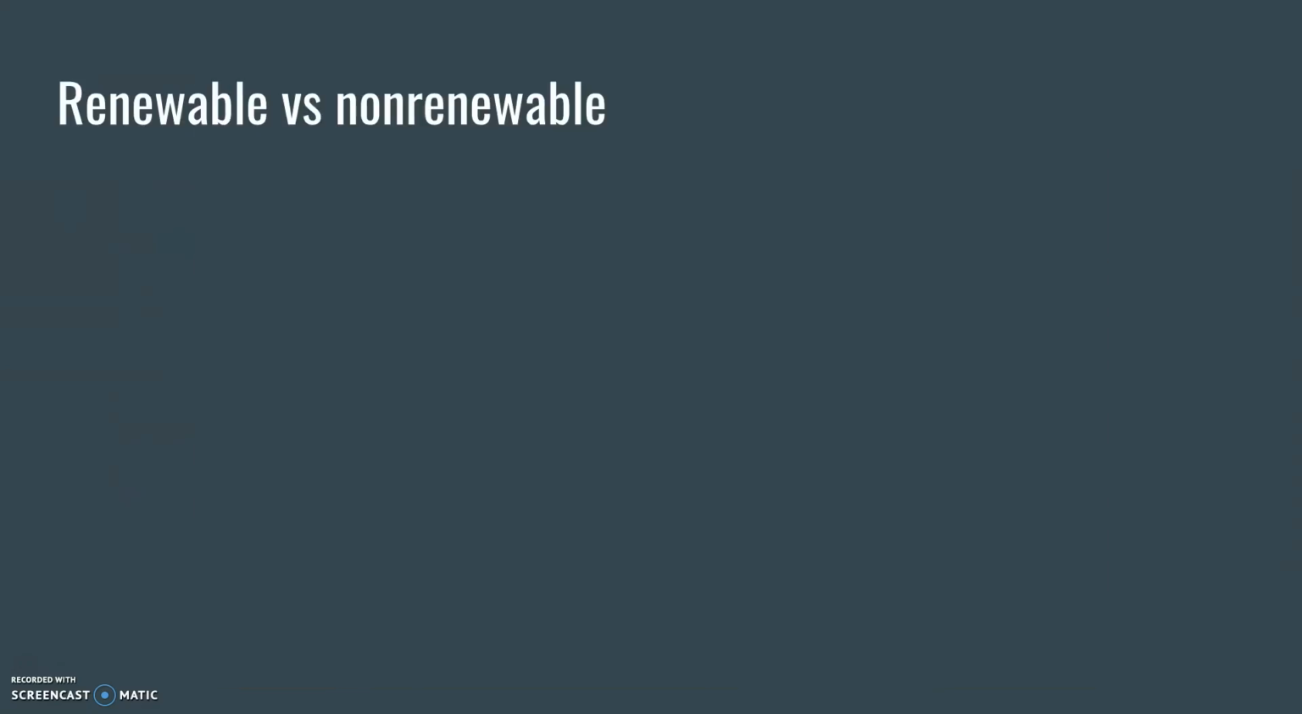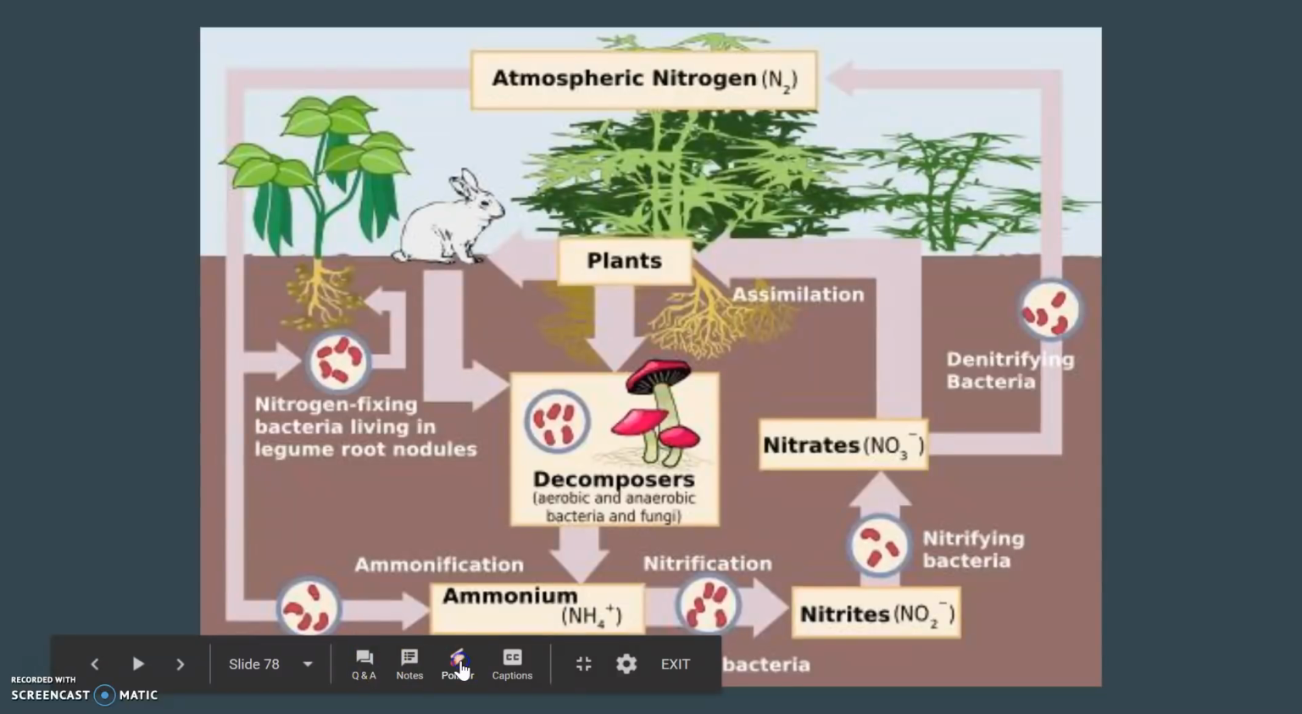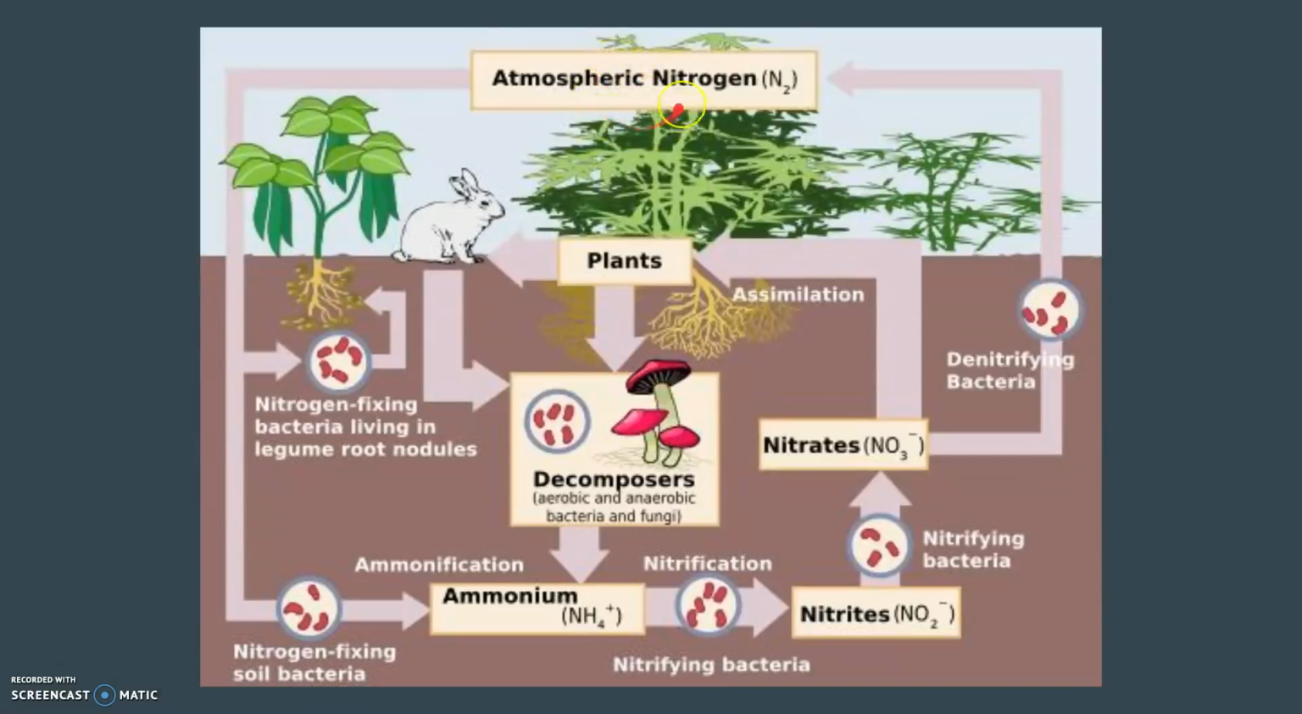So let's tackle this. It's a picture with a lot of arrows and a lot of words. So I need you to follow my mouse. Okay, I'm going to start up here. So atmospheric nitrogen. Wait. Haha. I need you to follow my laser pointer. So atmospheric nitrogen, what that means is free nitrogen. This is the stuff that's floating all around you.